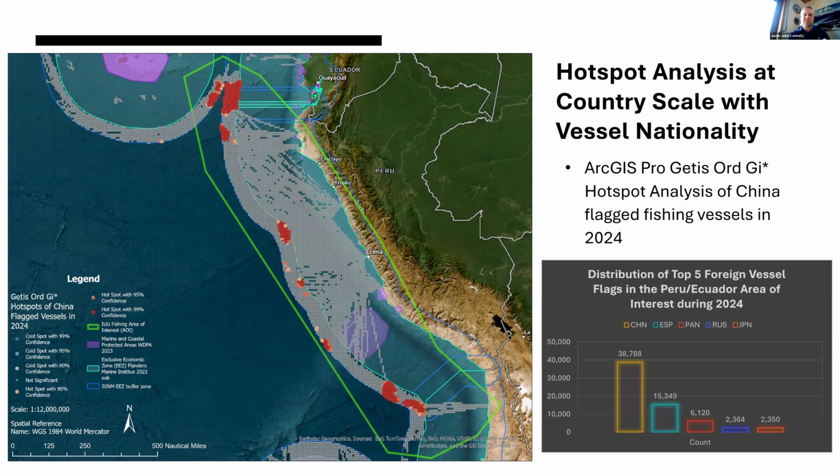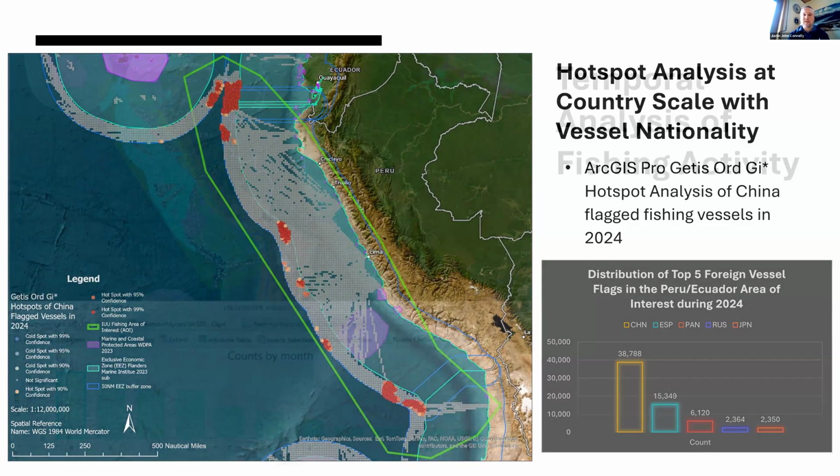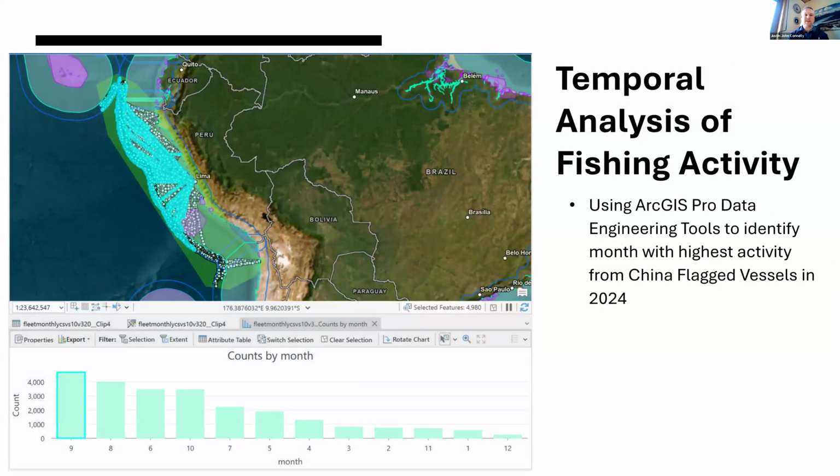So that hotspot analysis here does tell me where I can actually prioritize my resources, law enforcement resources, for example, and these main areas of concentration. All right, the next step is I'm looking at 2024, all of 2024. So I want to narrow this down a little bit further.